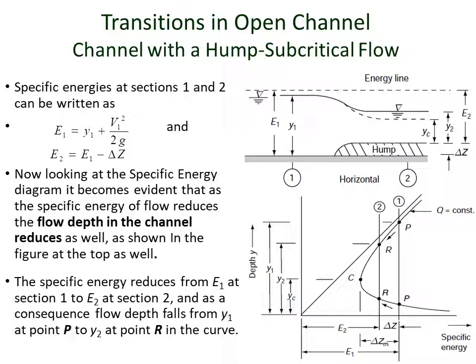So in this case, due to the existence of the hump, the flow depth reduces to a lower value. Essentially, the existence of a hump reduces the flow depth.